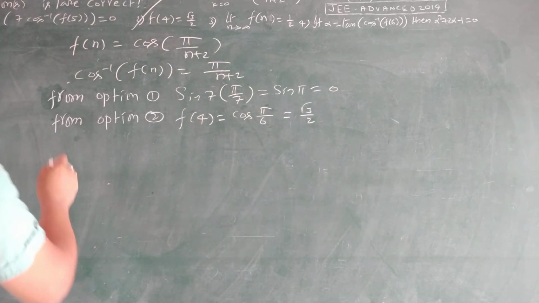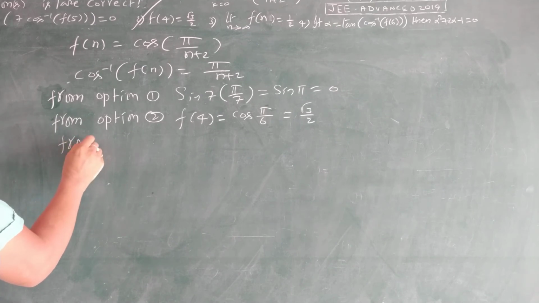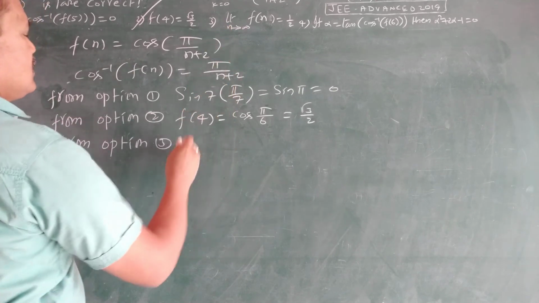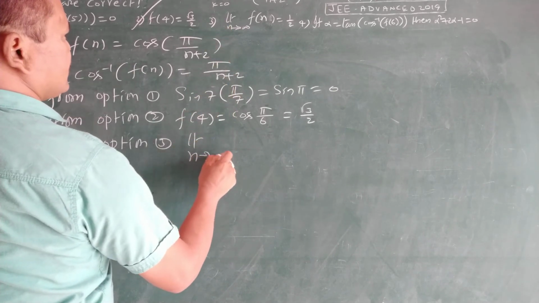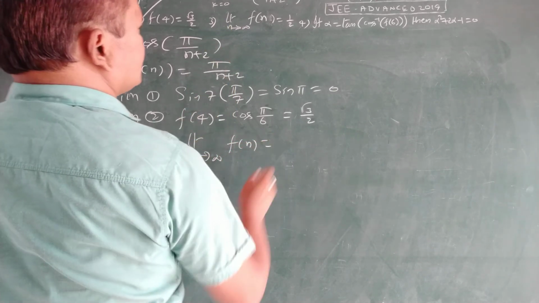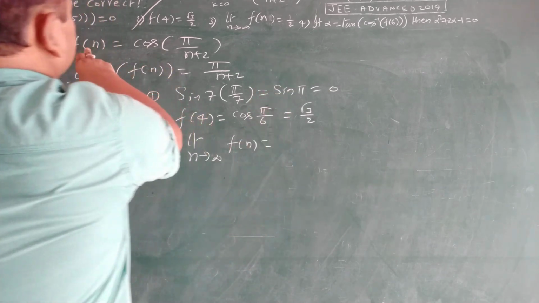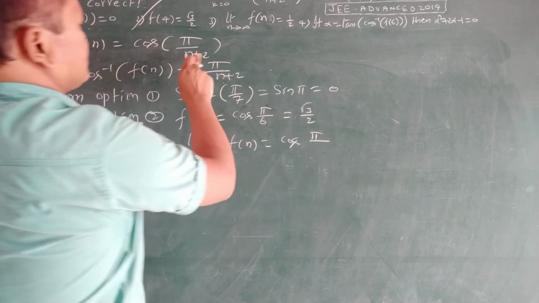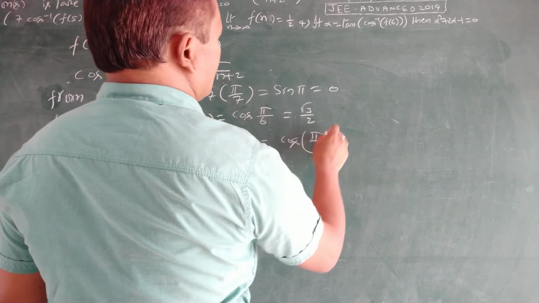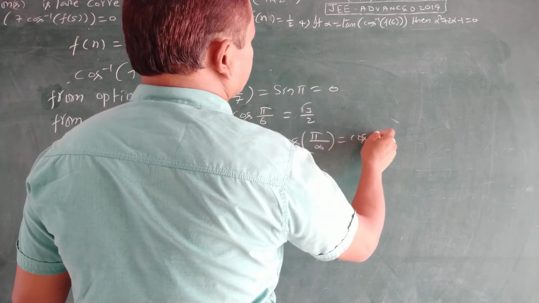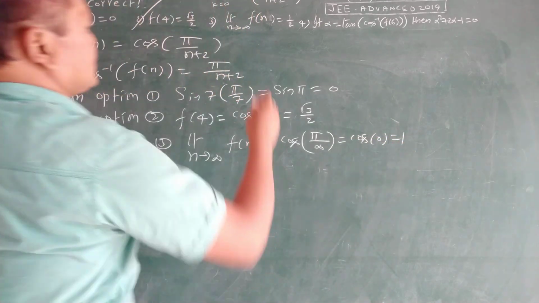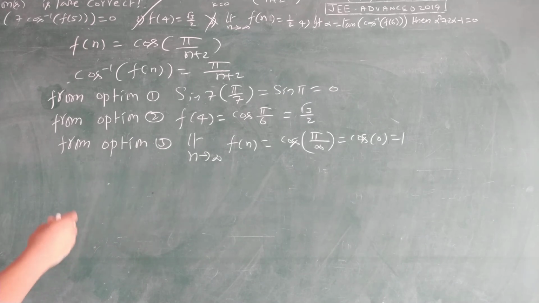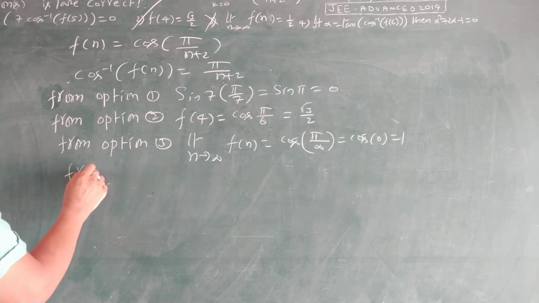Now the third option. From option 3, limit n tends to infinity f of n. F of n means that is cos pi by n plus 2 infinity. So cos 1 by infinity, that is cos 0. Cos 0 is 1, but here it is 1 by 2. That's why the third option is wrong. Now we are going to option 4.